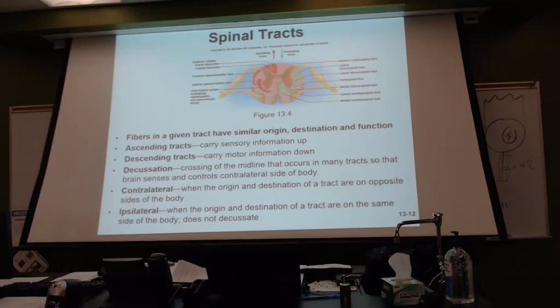So, we have decussation, contralateral, ipsilateral. Well, decussation is simply crossing over from one side to the other, okay? So, you would have something that would come in on the right side, cross over, and go up the left.